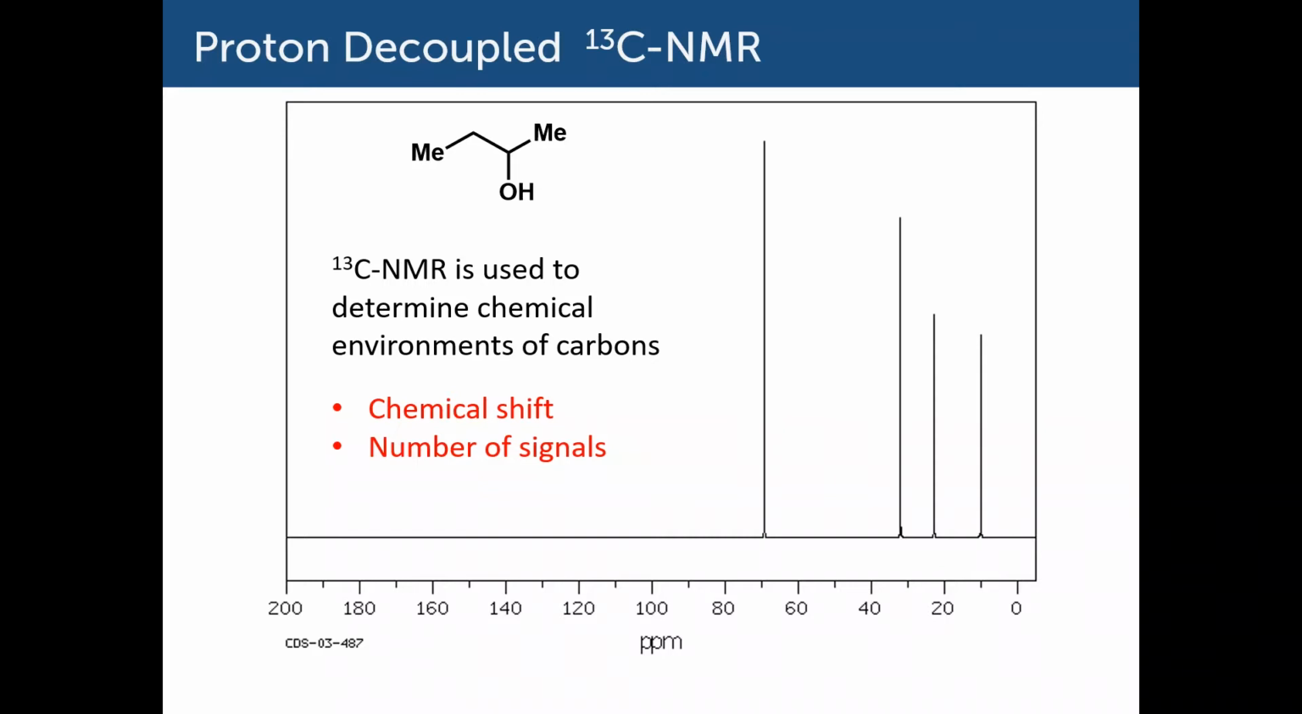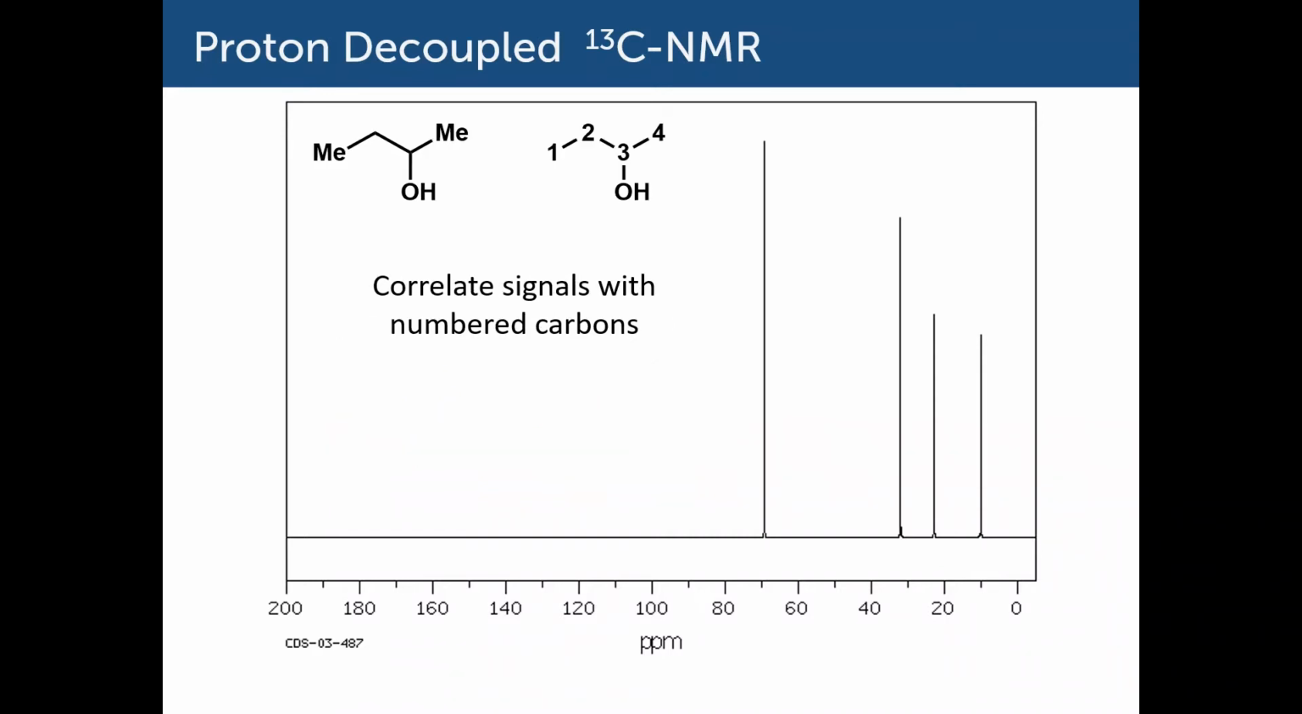For the most part, we're looking at electron density. So carbons that are more electron-rich will have smaller chemical shifts, or be upfield, or to the right in our spectrum. And carbons that are less electron-rich will be downfield, have larger chemical shift values, and be to the left in our carbon NMR spectrum.